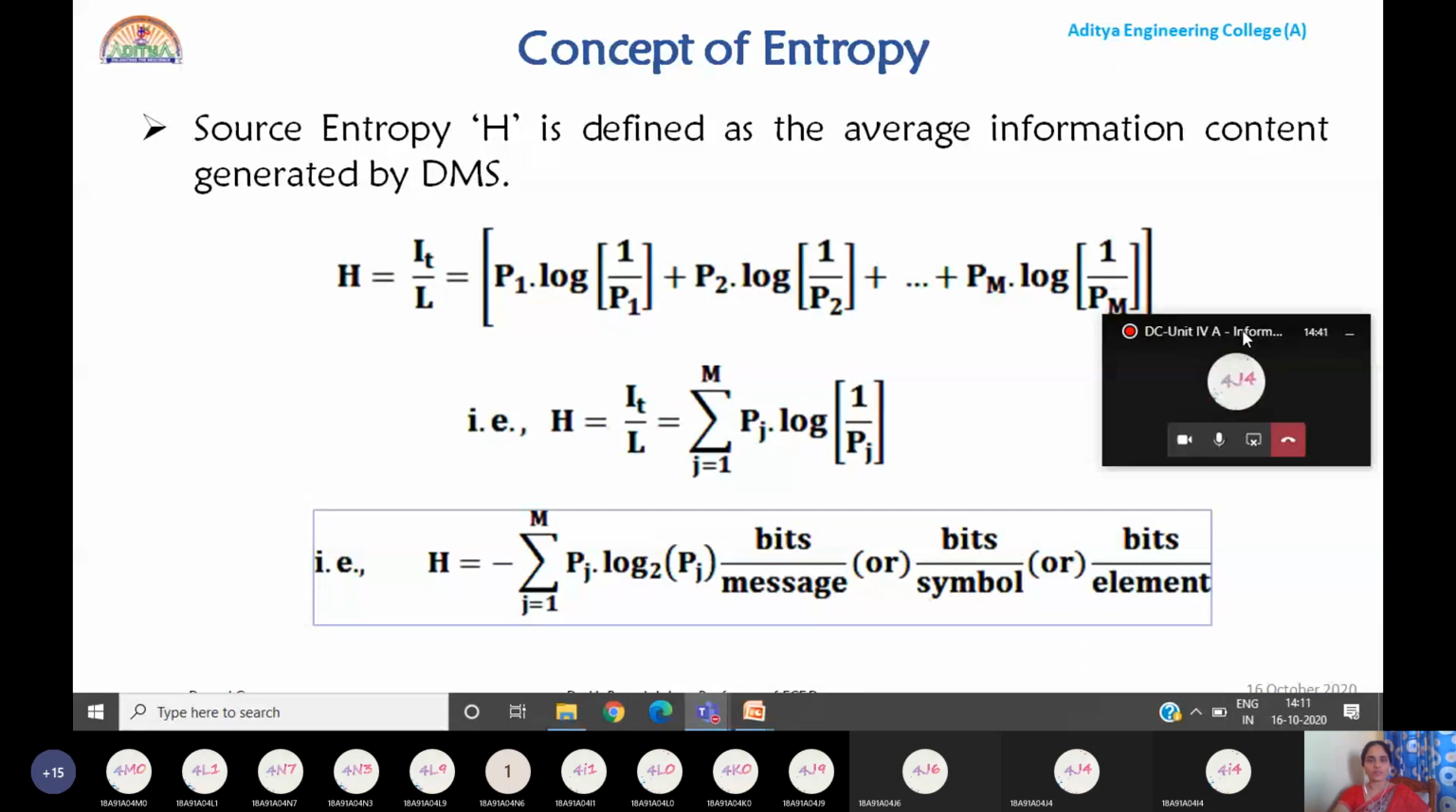So already we defined the expression for entropy as H = minus summation j equal to 1 to M of p suffix j log p suffix j base 2, and here the units are bits per message or bits per symbol or bits per element, and here pj is the probability of the jth element and capital M represents the total number of messages.